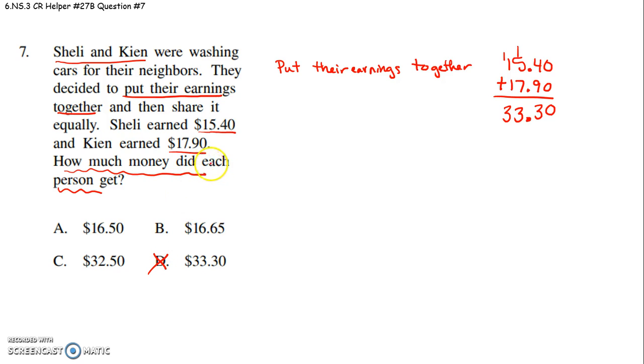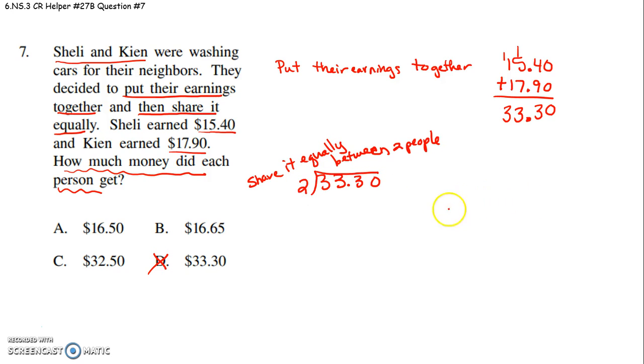But we're not done. All we did was put their earnings together, and then they shared it equally. If you have $33.30, the second part will be share it equally between how many people? Oh, there's just 2 of them. To share $33.30 equally between 2 people, you can just take $33.30 and divide by 2.